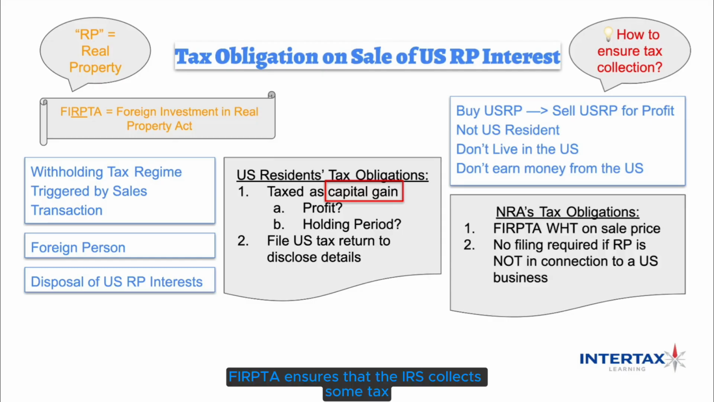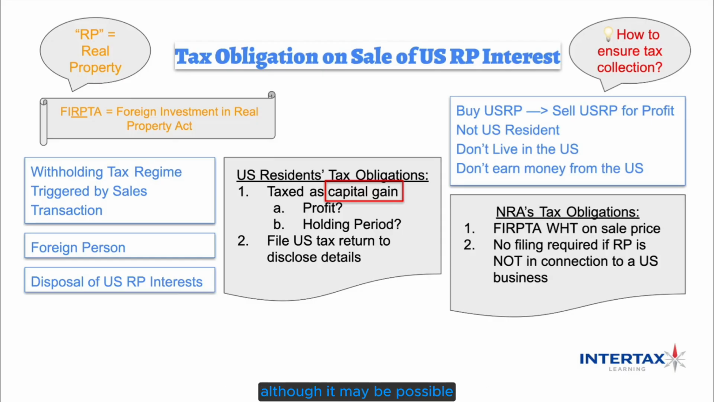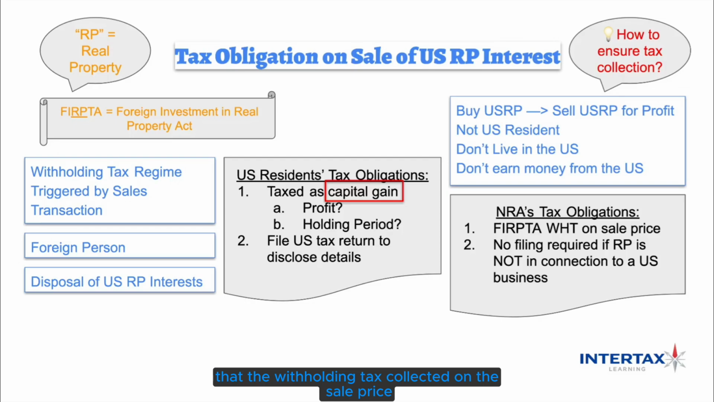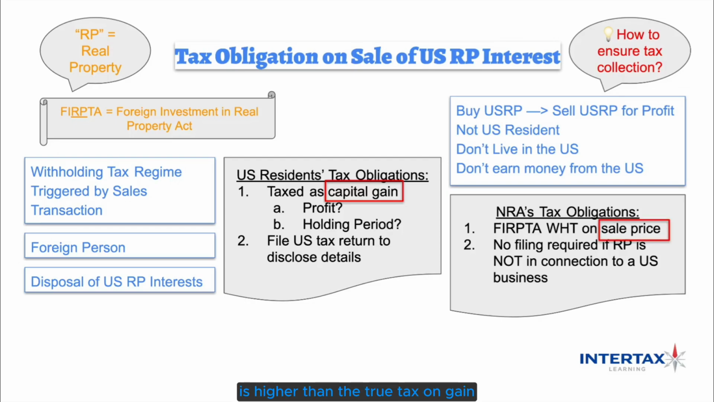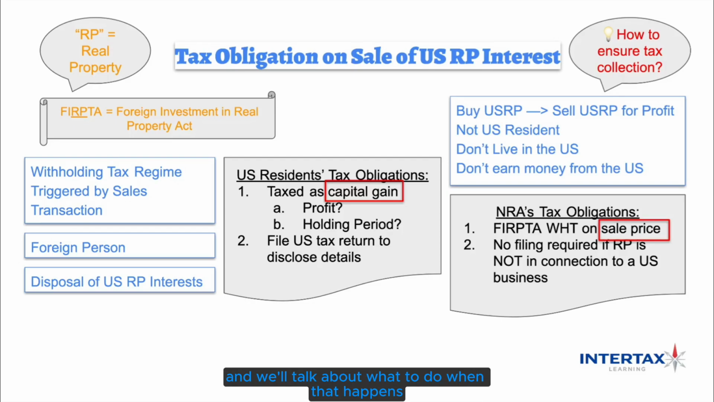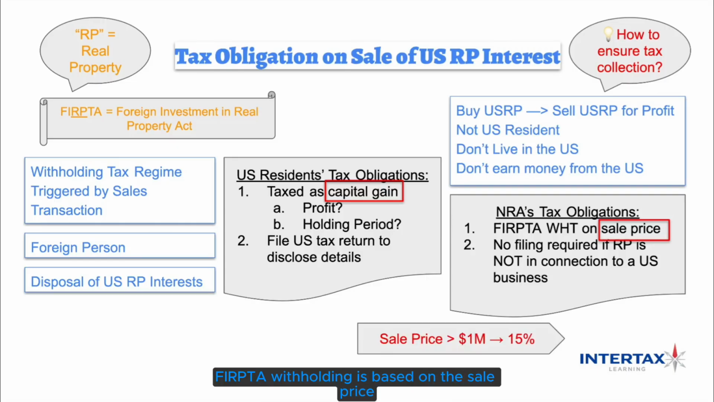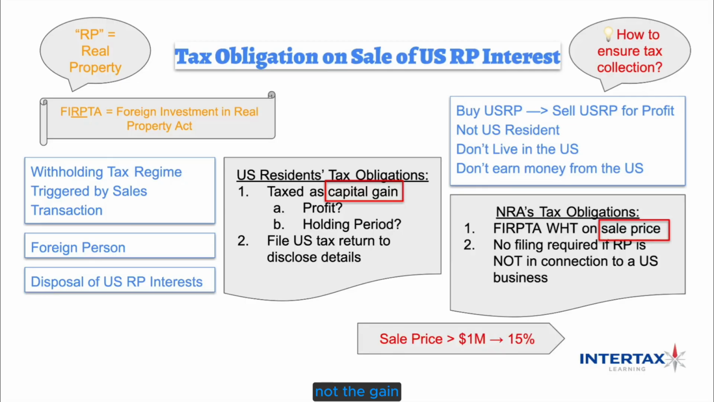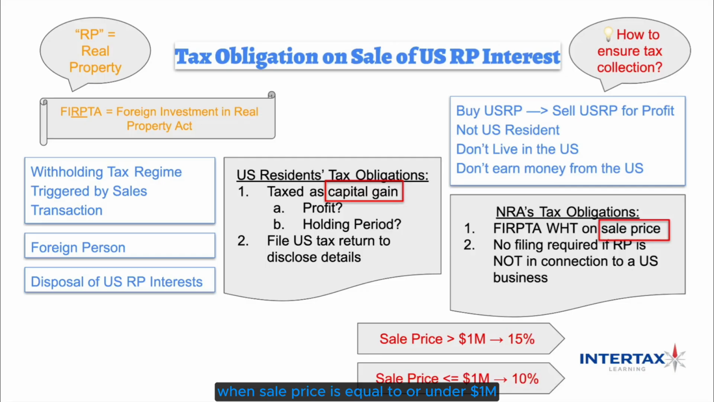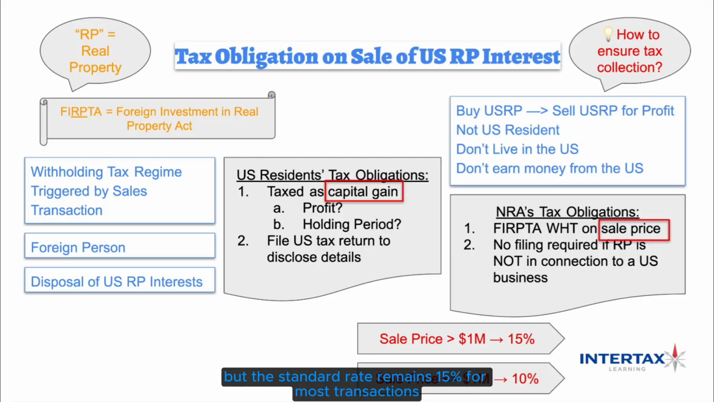FIRPTA ensures that the IRS collects some tax, although it may be possible that the withholding tax collected on the sale price is higher than the true tax on gain. And we'll talk about what to do when that happens. Next, let's talk about the withholding rates. First, let's make it clear that FIRPTA withholding is based on the sale price, not the gain. For properties over $1 million of sale price, the withholding rate is 15%. In some residential use case, or when sale price is equal to or under $1 million, the rate may be reduced to 10%, but the standard rate remains 15% for most transactions.